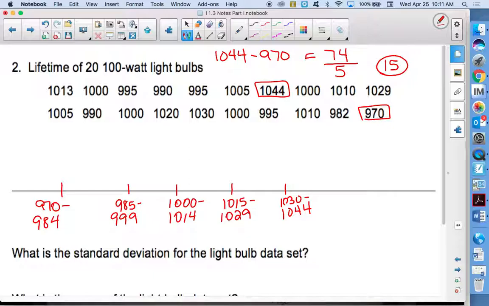Which happens to also correspond with the last number. The highest number doesn't have to be the last number in your interval, as long as it's in between that last interval. So it doesn't have to be the last value, it has to at least be in between.